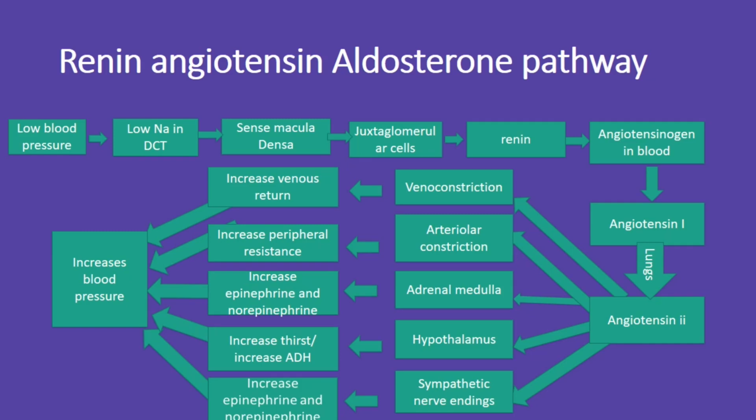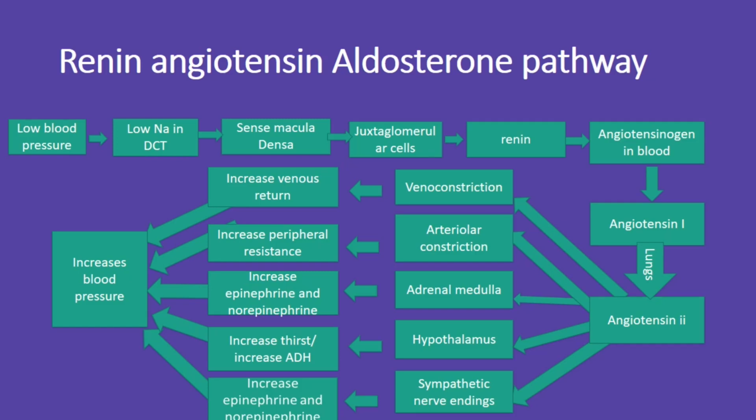Angiotensin II exerts numerous effects, including vasoconstriction, which increases venous return and cardiac output. It also causes arteriolar constriction, leading to increased total peripheral resistance and subsequent elevation of blood pressure. Angiotensin II stimulates the synthesis of epinephrine and norepinephrine from the adrenal medulla, further enhancing vasoconstriction and increasing blood pressure.